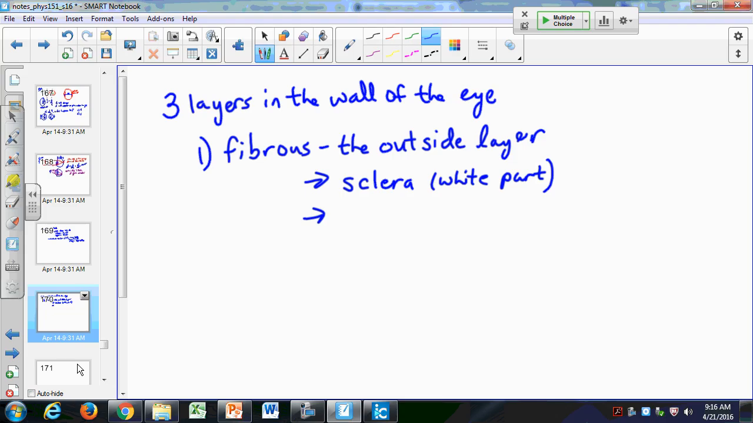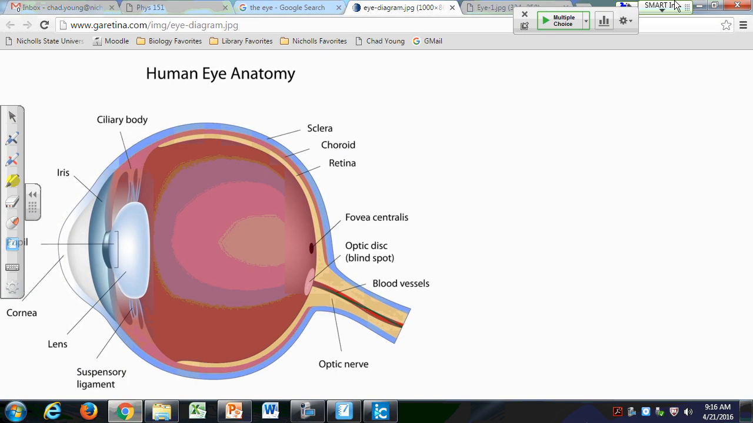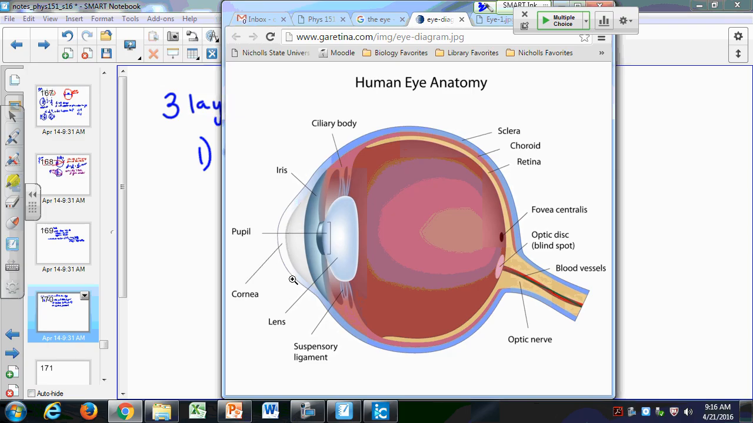All right, and also the outer part also has the cornea, and this is the clear part. So on this outer layer, the fibrous layer, we have the sclera, that's the white part, and the cornea. I'm going to go back to that figure, but I'll come back to this. So our cornea is right here.